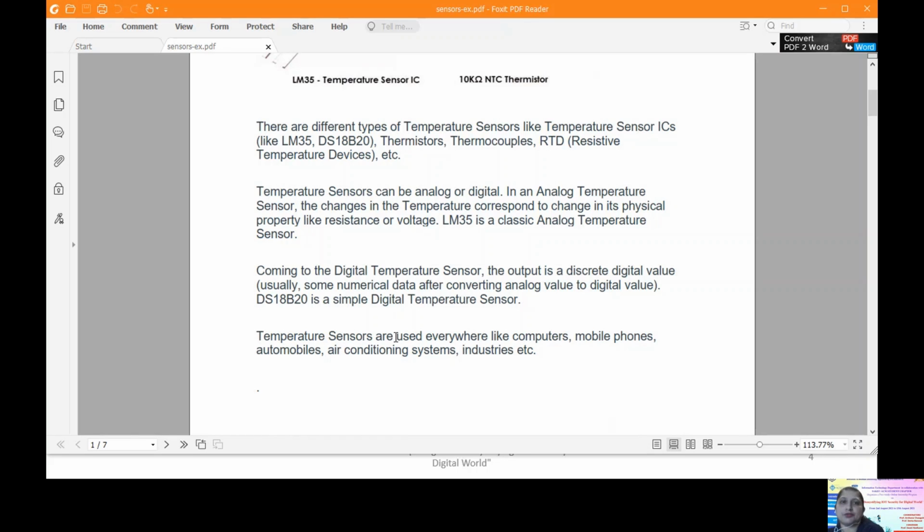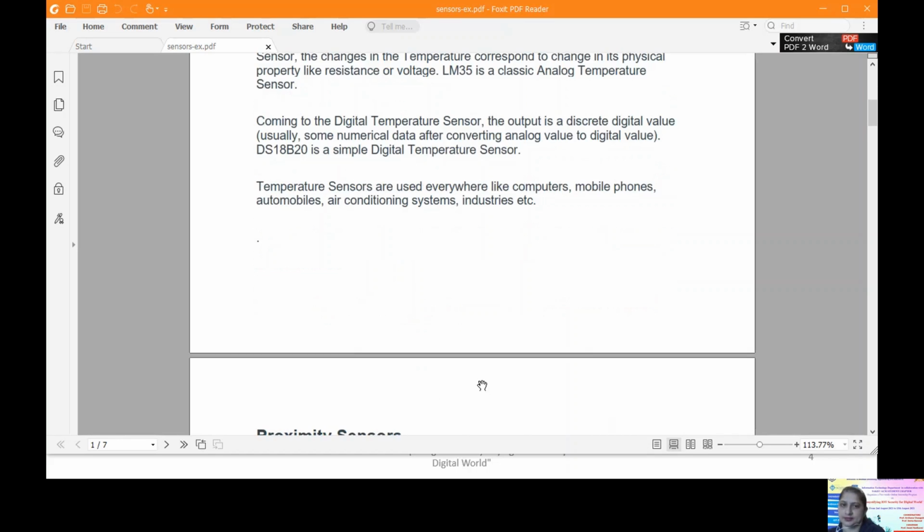These different types of temperature sensors we can use in different areas. For example, we can use them inside computers, inside mobile phones, in different industries, and in home appliances.